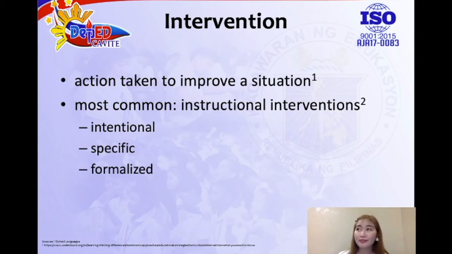It also must be specific. How long are we going to do this intervention? Will it last for weeks? Will it last for months? And then it should be formalized. How often do we check the progress of our participants? For example, if it is a reading intervention, how often do we check the reading progress?